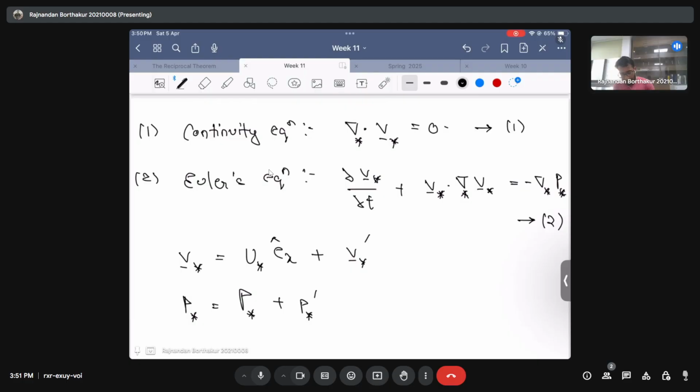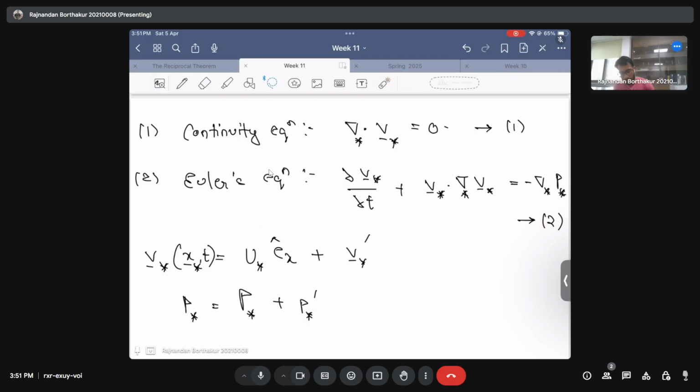Now this aggregate variable, v star, this is a function of what? This is a function of x bar star, that is, the position vector and also time. Your base flow is known.